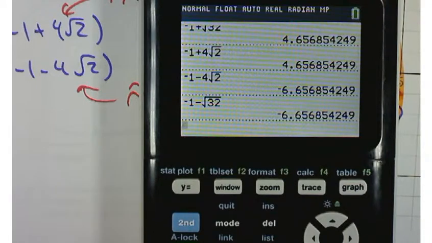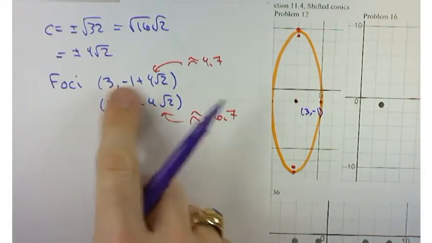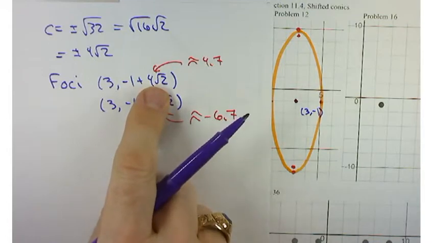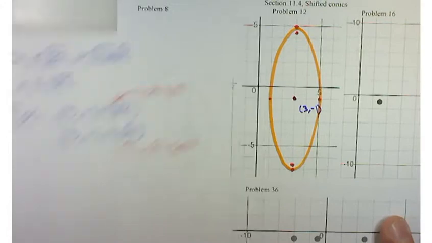No, I'm not really going to fuss with that. I mean, these problems are long enough that if your answer was 3 and negative 1 plus the square root of 32, I'm not going to care. All right, so good question. Anything else on problem number 12 here?